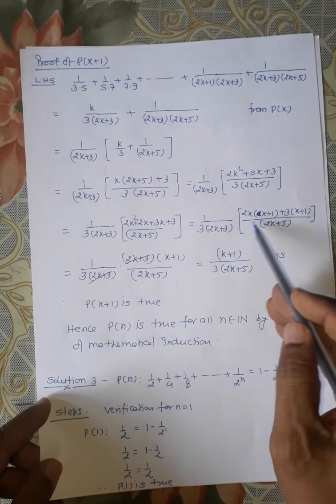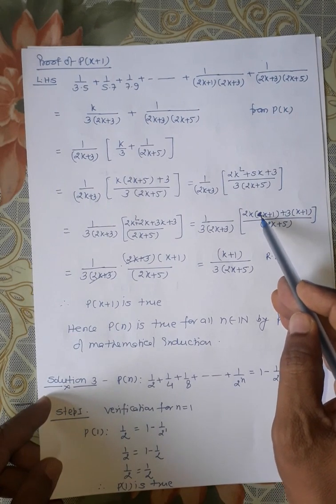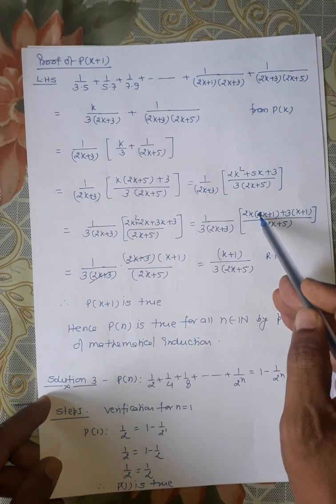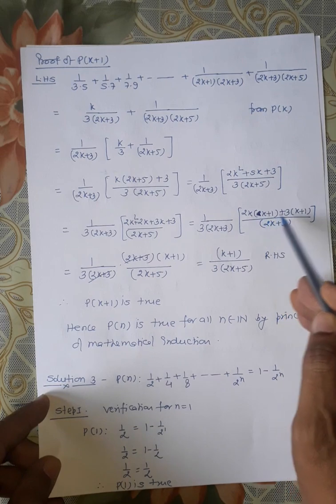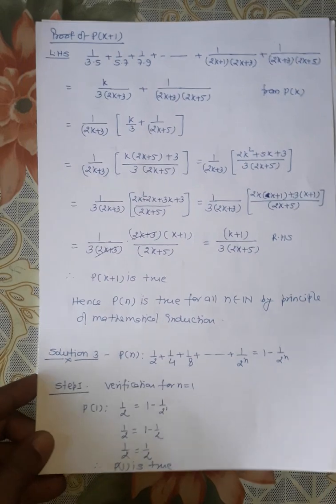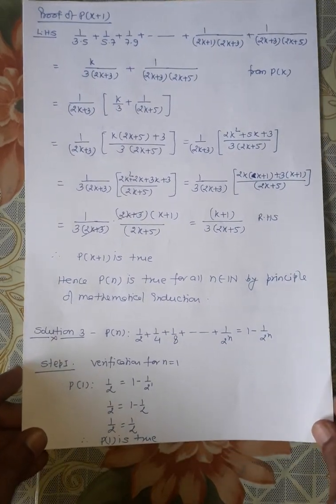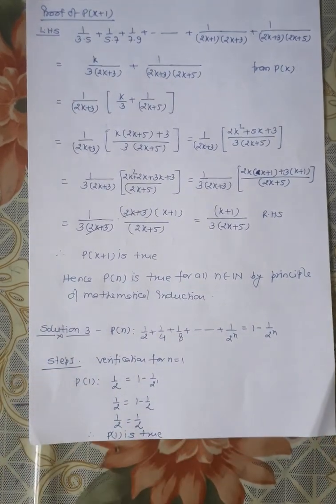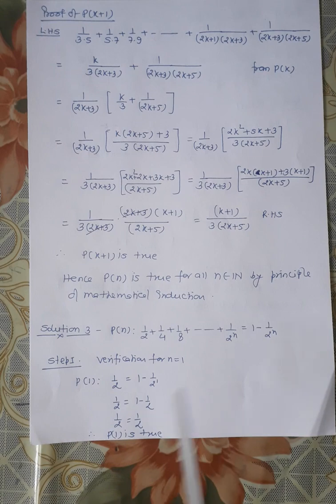Here this is 2k in bracket k plus 1 is there. Do not get confused, only that nothing has been written here. So 2k in bracket k plus 1 plus 3 in bracket k plus 1. So I hope that you will not have any confusion regarding this. Now the third question. This is our Pn: 1 by 2, plus 1 by 4, plus 1 by 8, plus and so on, 1 upon 2 to the power n is equal to 1 minus 1 upon 2 to the power n.